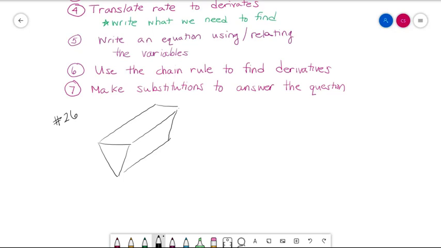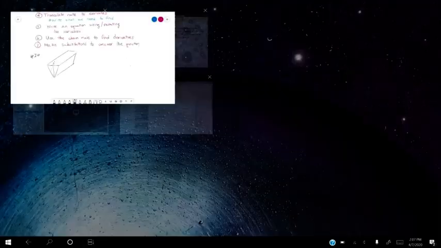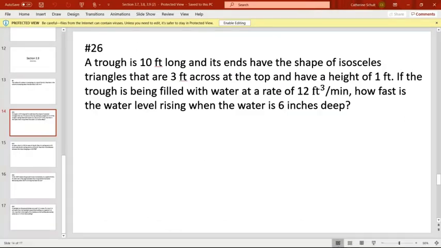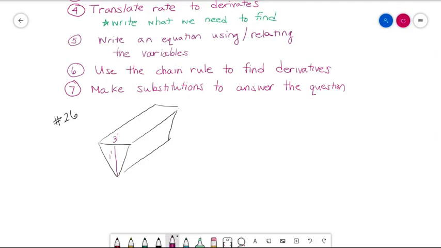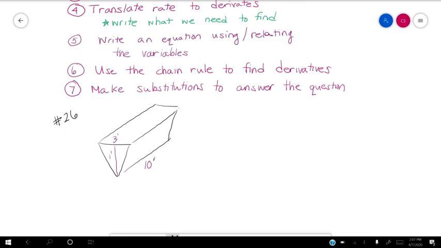Okay, so what do we know? They tell us that this isosceles triangle is 3 feet across, and it has a height of 1 foot. And what else do we know? It's 10 feet long, so I'll write that as well. Okay, so those are the dimensions of our trough.